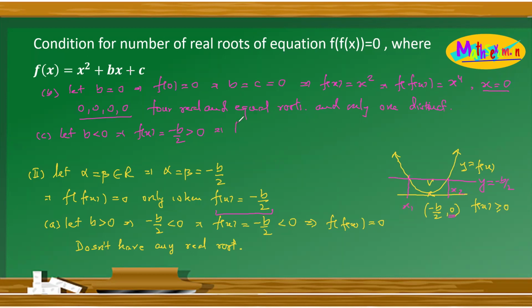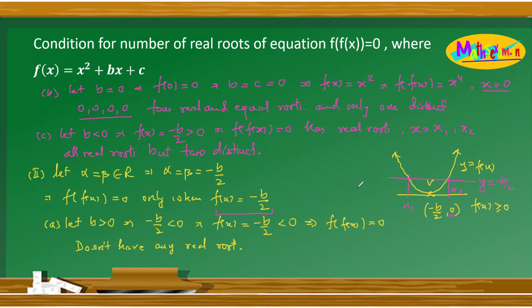So this implies f of f(x) is equal to 0 has real roots, which is nothing but x is equal to x1 and x2. So you can say that both will be the repeated root. So all 4 roots are real, all real roots, but 2 distinct roots. 2 distinct, because both are repeated root.